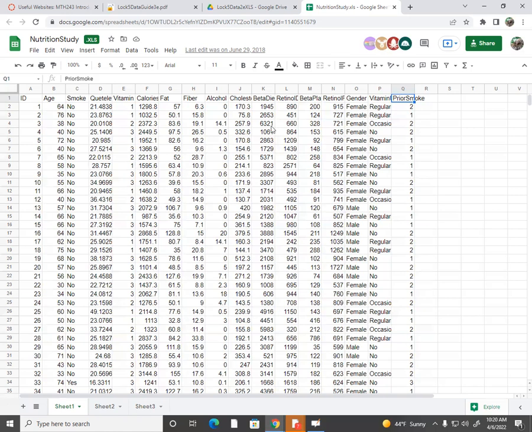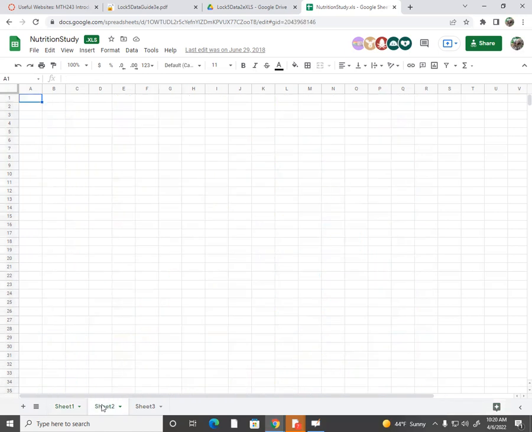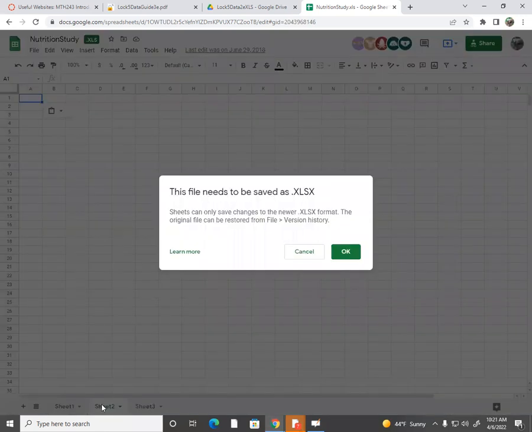So what we're going to do is take the fat column and copy that. And I'm going to go to a new sheet and paste it in.